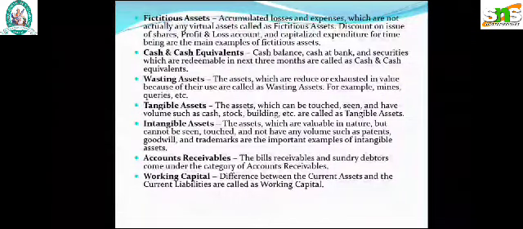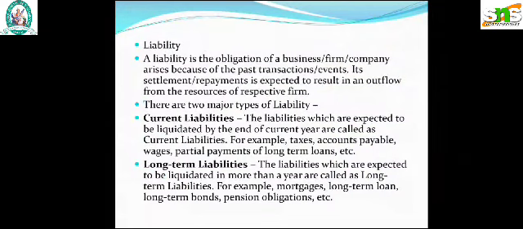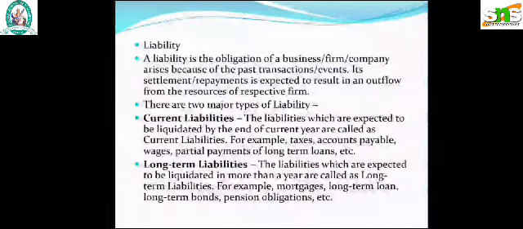What is tangible and intangible? The asset which can be touched, seen, that is called the tangible asset. The asset which is valuable in nature but cannot be seen or touched is called the intangible asset. Then the last one is current liability and long term liability. The liabilities which are expected to be liquidated by the end of the current year are called current liabilities. For example, taxes, accounts payable, wages, these are all.